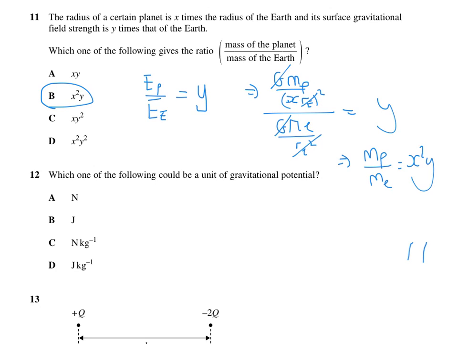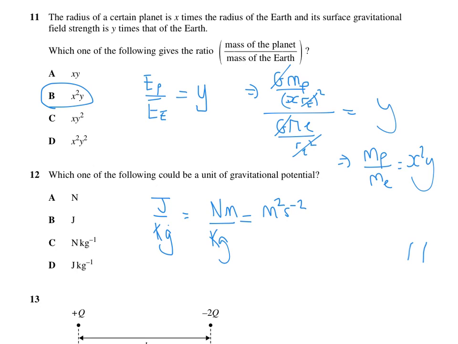So essentially you're just putting in the expressions for the field strength, but putting them in terms of things that can cancel out, so having them both in terms of the radius of the Earth. Which one of the following could be a unit of gravitational potential? So potential, remember, has the units joules per kilogram, because it's gravitational potential. And remember, a joule is a force times a distance, so that would be newton meters per kilogram. Remember, newtons have the unit kilogram meters per second squared, so that would be meters squared s to the minus 2, and the kilograms would cancel.